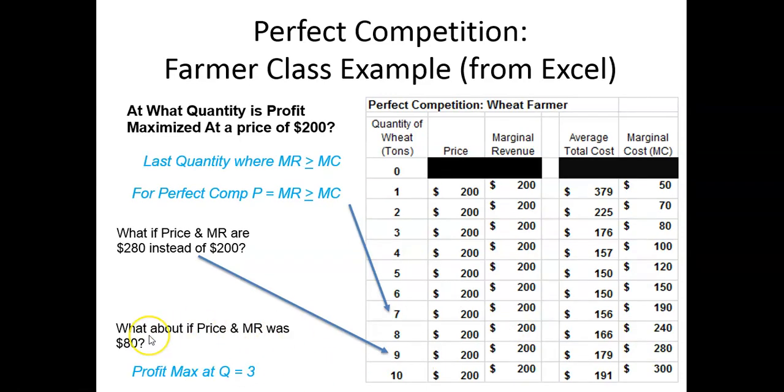So to do one more example, if these 200s were instead $80 each, where price and marginal revenue is 80, well, then profit is maximized at 3 tons, because that's the last time, if these were all 80, where 80 is greater than or equal to 80. If you made the 4th ton, the marginal revenue is 80, your costs go up by 100, and your economic profit would go down by 20. Okay.